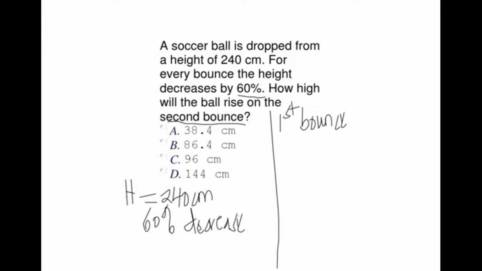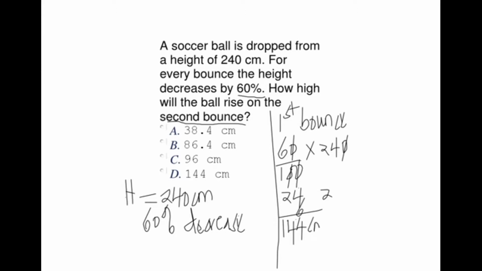So for the first bounce, we have 60% of 240. 0 and 0 cancels. 0 and 0 cancels. So we have 6 times 24. 24 times 6. We have 6 times 4 is 24, carry 2. 6 times 2 is 12 plus 2 is 14. So we have 144 centimeters decrease. So it means from 240 centimeters on the first bounce, the height decreased by 144.